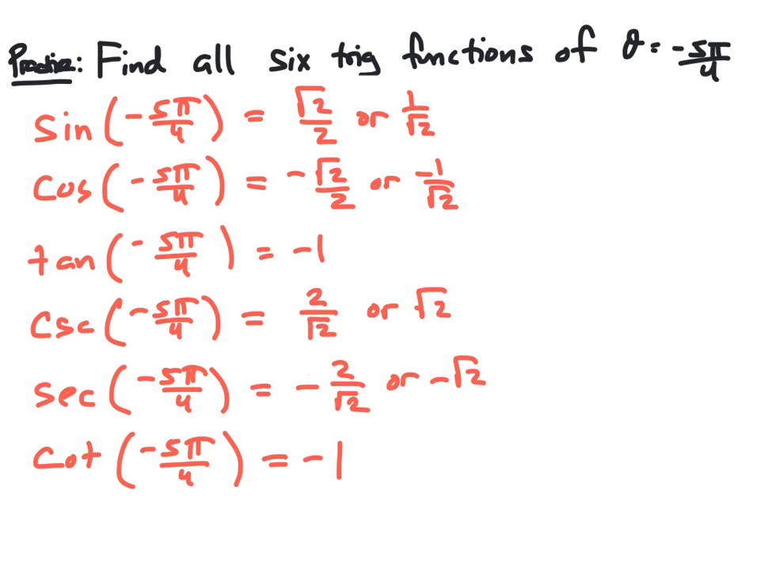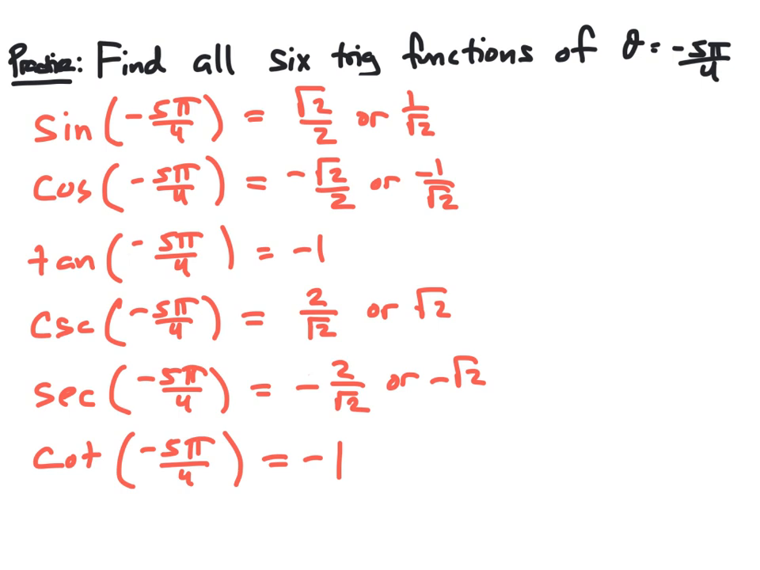The angle negative 5 pi over 4 is in the second quadrant, which means the sine of the angle is positive and the cosine of the angle is negative. The reference angle is pi over 4, which means the sine will be positive square root of 2 over 2 or 1 over square root of 2, whichever form you prefer. And the cosine will be the negative of that, negative square root 2 over 2 or negative 1 over square root 2. And from that, the other 4 trig functions can be developed.